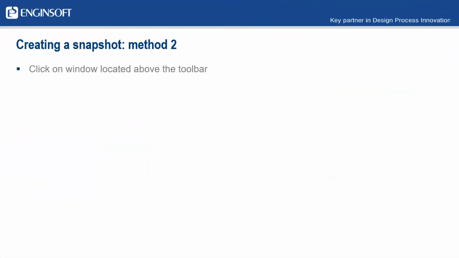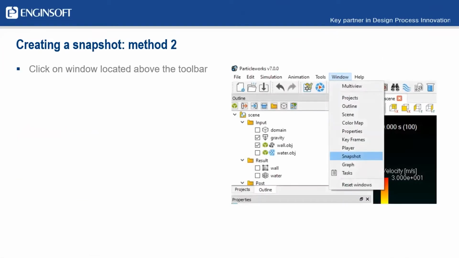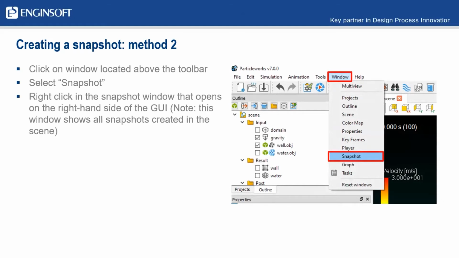The second way is you can click on the window option that's located above the toolbar, and select snapshot. What this does is this opens up a snapshot controller on the right-hand side of the GUI, and this will actually organize all the snapshots you've generated in your scene. And then from there, you can actually create a snapshot in that actual right-hand side GUI.